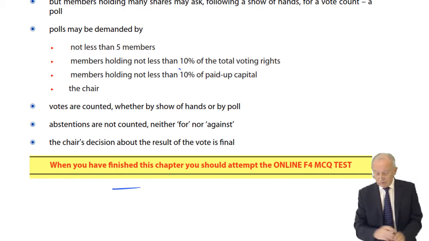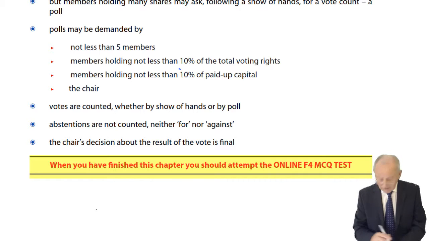When you finish this chapter, you should be able to attempt online test number 4 MCQs. Okay, enough.